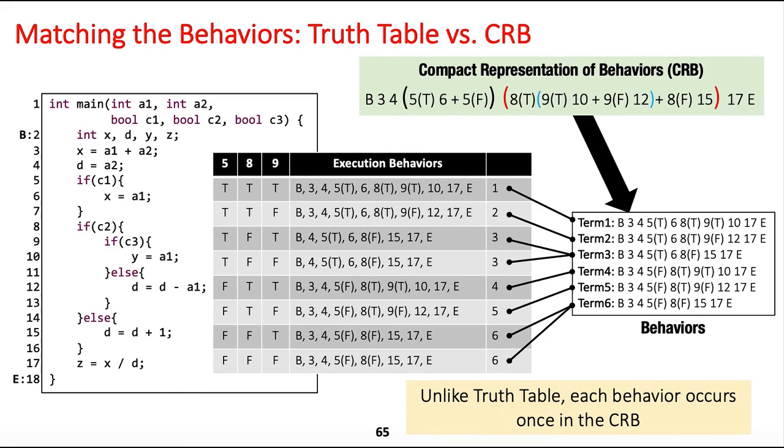So now we had the behaviors represented by the truth table. Recall that the truth table has some repetitions of behaviors. The CRB will not have the behaviors repeated. So we have the CRB. We have the 6 terms that we can get if we do the multiplication and simplify the algebraic expression. And we see here how the 6 behaviors correspond to the 6 behaviors we had represented in the truth table.